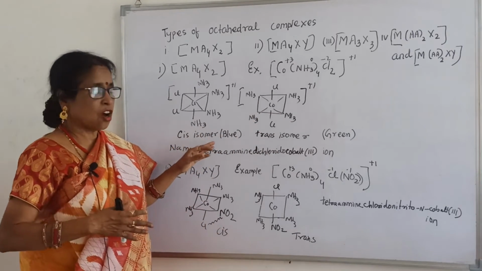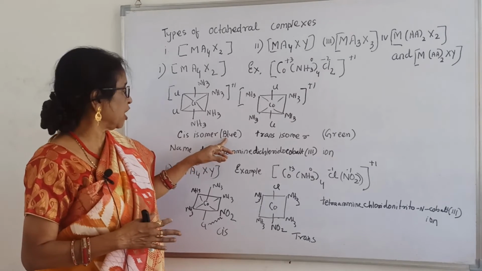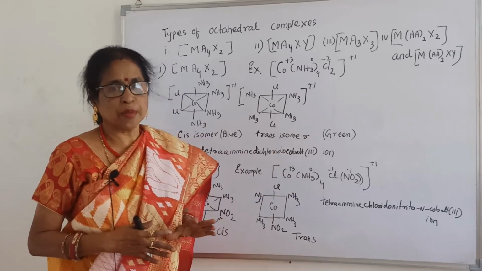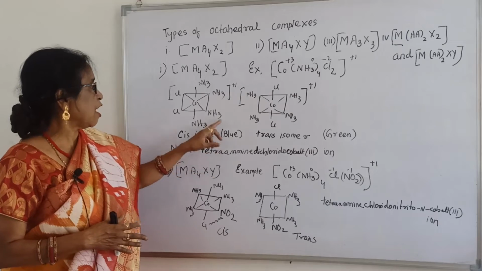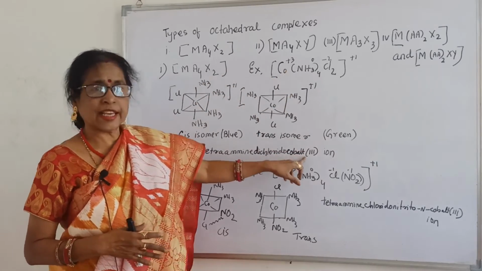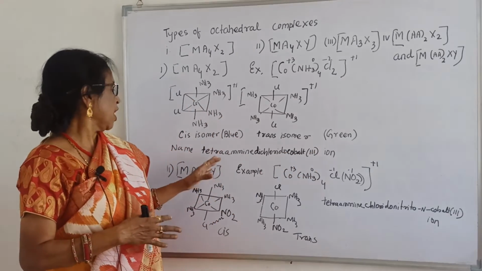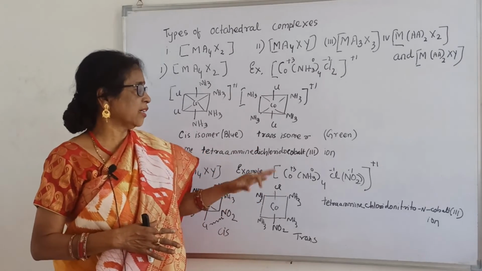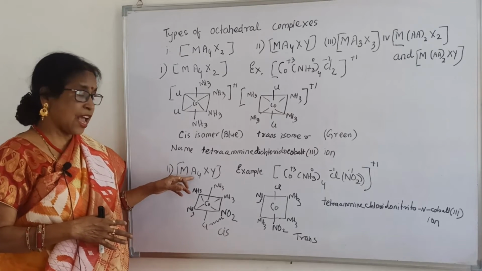And remember, the color is very important for different types of entrance examinations. This color is blue, this color is green. Try to remember if possible. Name, what is the name? Tetraamminedichloridocobalt(III) ion. It is a cationic complex. So what is the name? Tetraamminedichloridocobalt(III) ion.